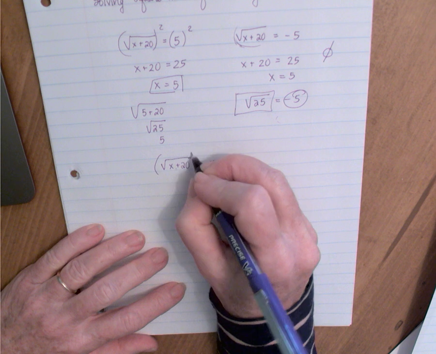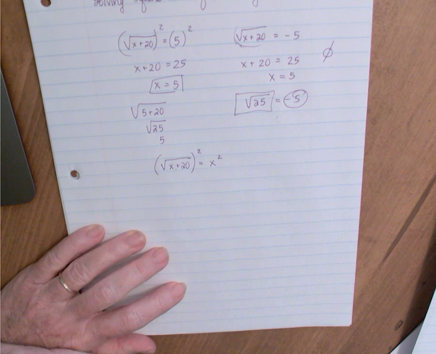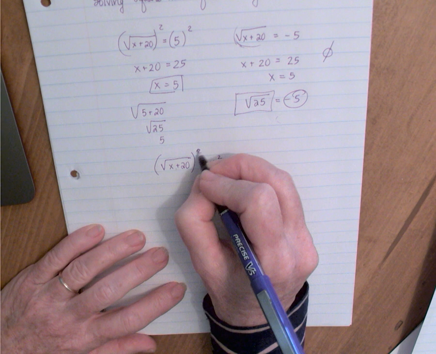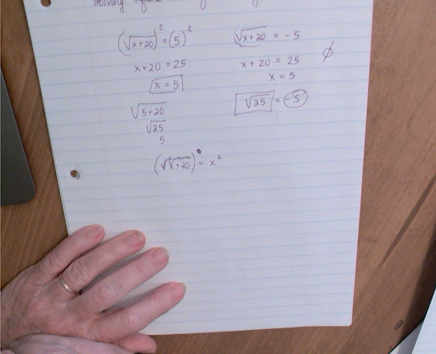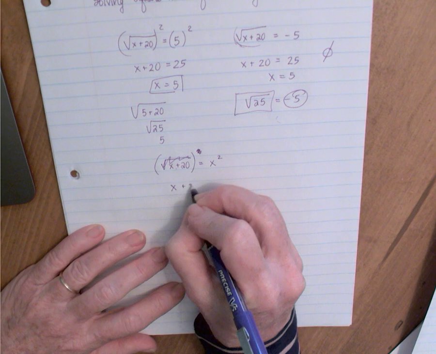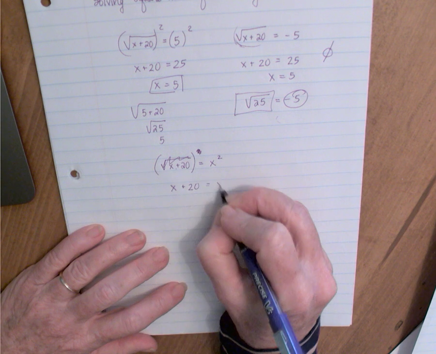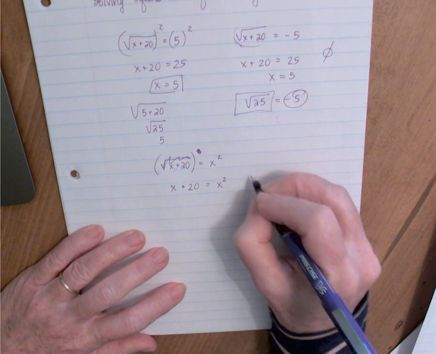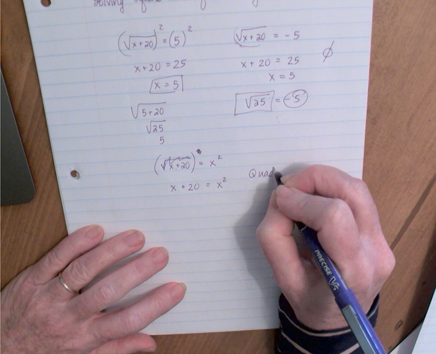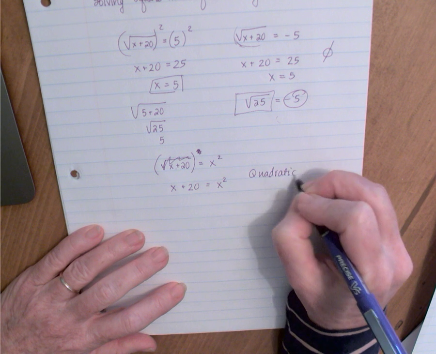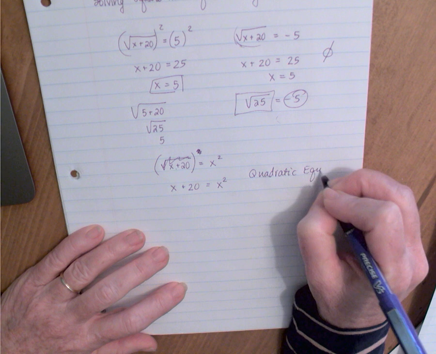I'm going to square both sides. On the left-hand side again, squaring cancels out the square root. So we're just left with x plus 20 again. On the right-hand side, we have x squared, and suddenly we're back to looking at quadratic equations, right? This is a quadratic equation. I haven't talked about them in a long time.